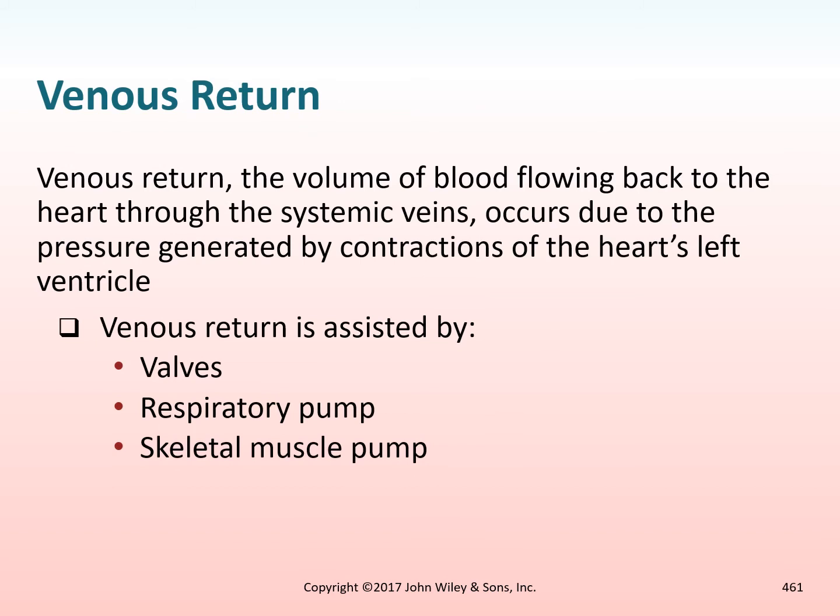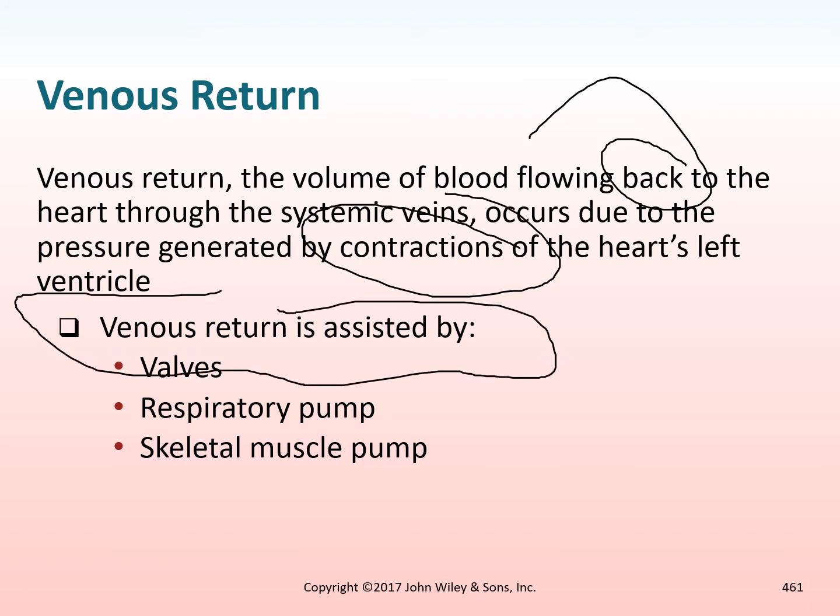Venous return, the volume of blood flowing back to the heart through the systemic veins, occurs due to the pressure generated by contractions of the heart's left ventricle. The venous return is assisted by valves, the respiratory pump, and the skeletal muscle pump.